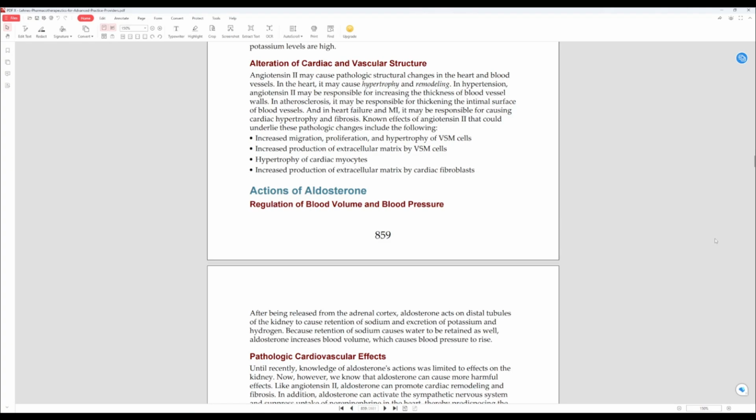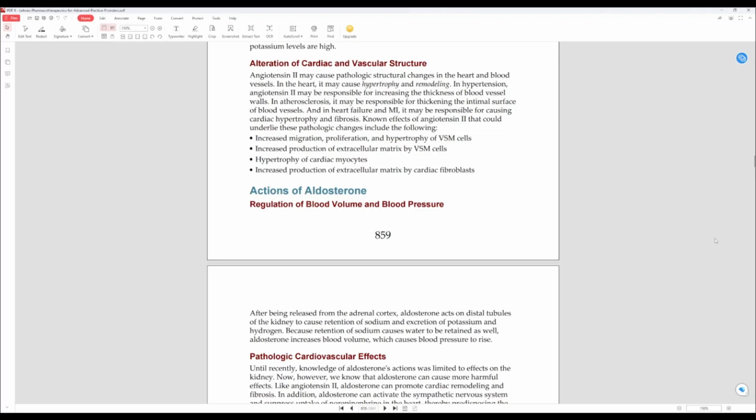Here are alterations of cardiac and vascular structure. Angiotensin II may cause pathologic structural changes in the heart and blood vessels. In the heart, it may cause hypertrophy or remodeling. In hypertension, angiotensin II may be responsible for increasing the thickness of blood vessel walls. So, for instance, in atherosclerosis, it may be responsible for the thickening of the intimal surface of the blood vessels. And in heart failure and myocardial infarctions, it may be responsible for causing cardiac hypertrophy and fibrosis.